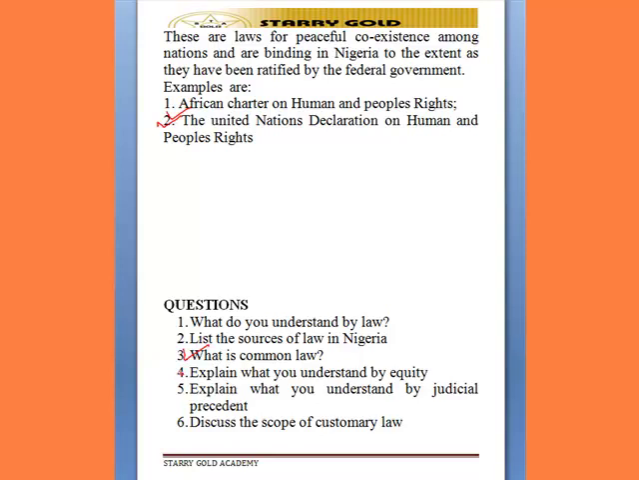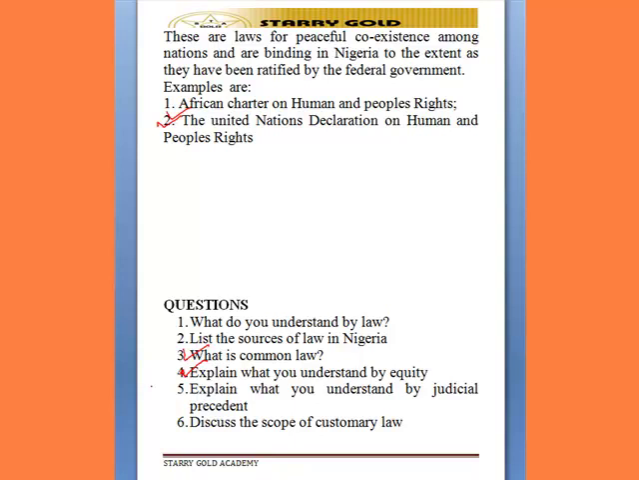And then number 4, explain what you understand by equity. The doctrine of equity can be defined as the body of rules that were established to mitigate the hardship created by common law, to enhance natural justice and good conscience. And that is all about equity.